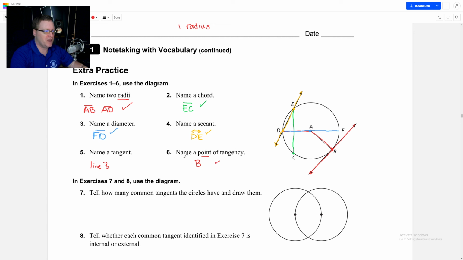Those are all the answers to 1 through 6. That's all we need to know today. All right, so make sure you understand all those words. I'll give you an assignment to help you practice for homework.